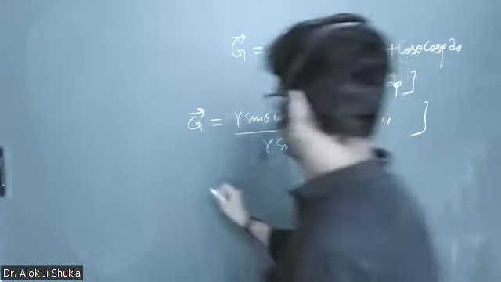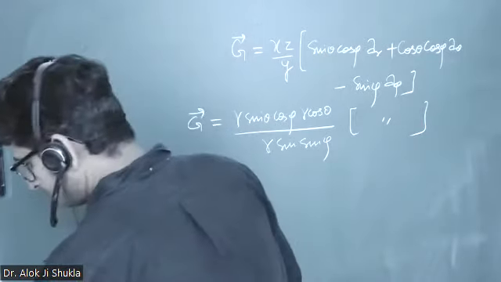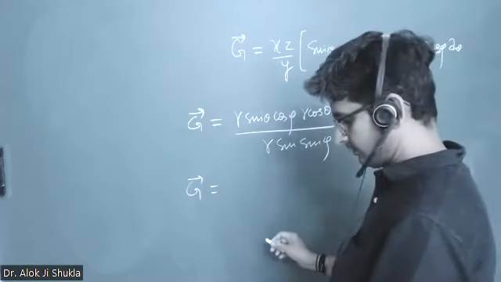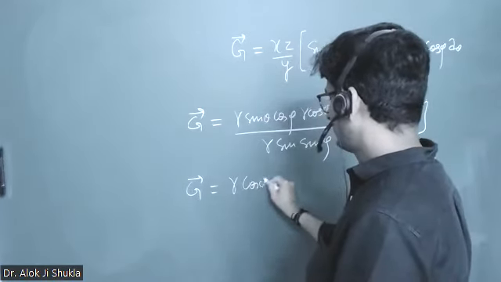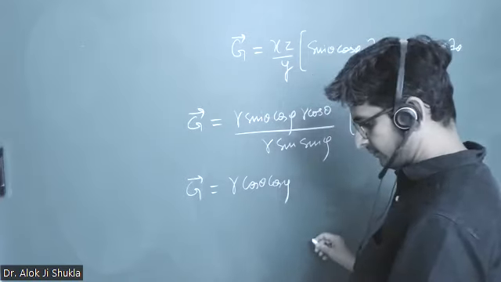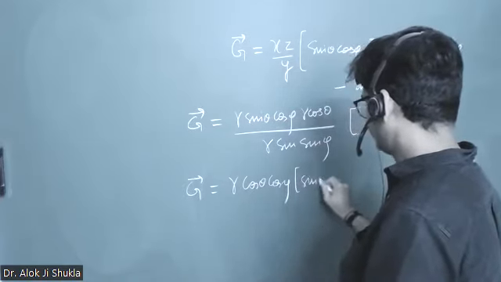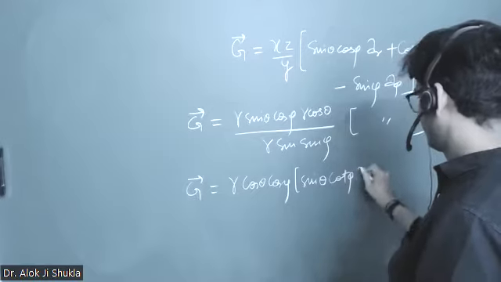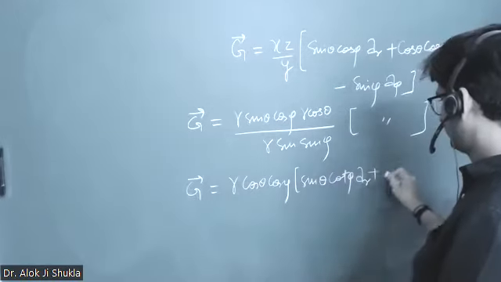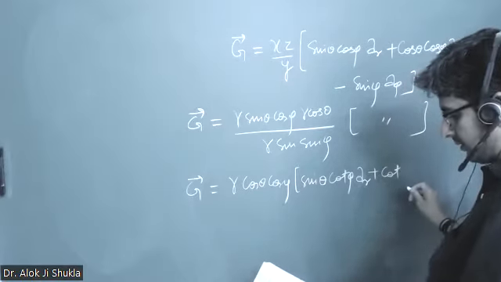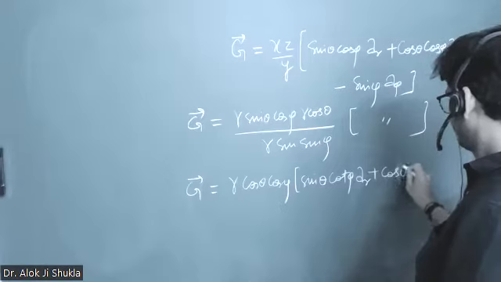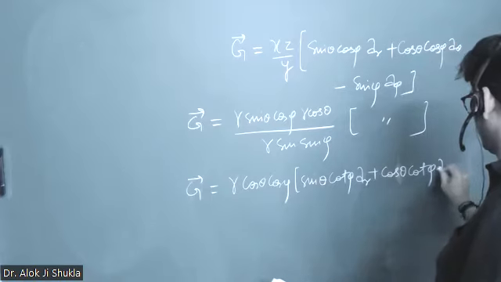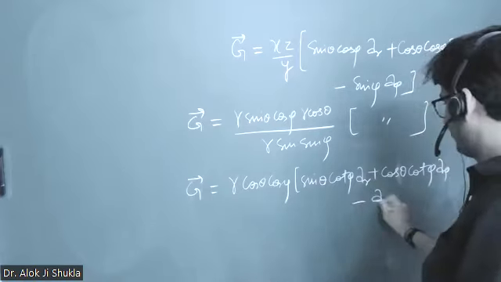Multiply it and tell me what is the result. Everybody check this. r cos theta cos phi, bracket sin theta cot phi a_r plus cos theta cot phi a_theta minus a_phi. Check this.